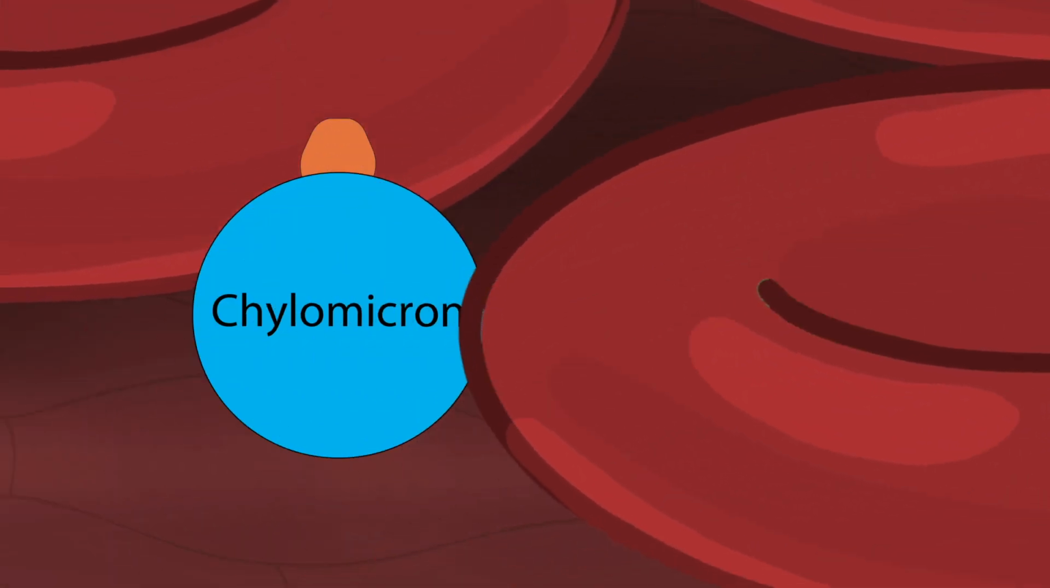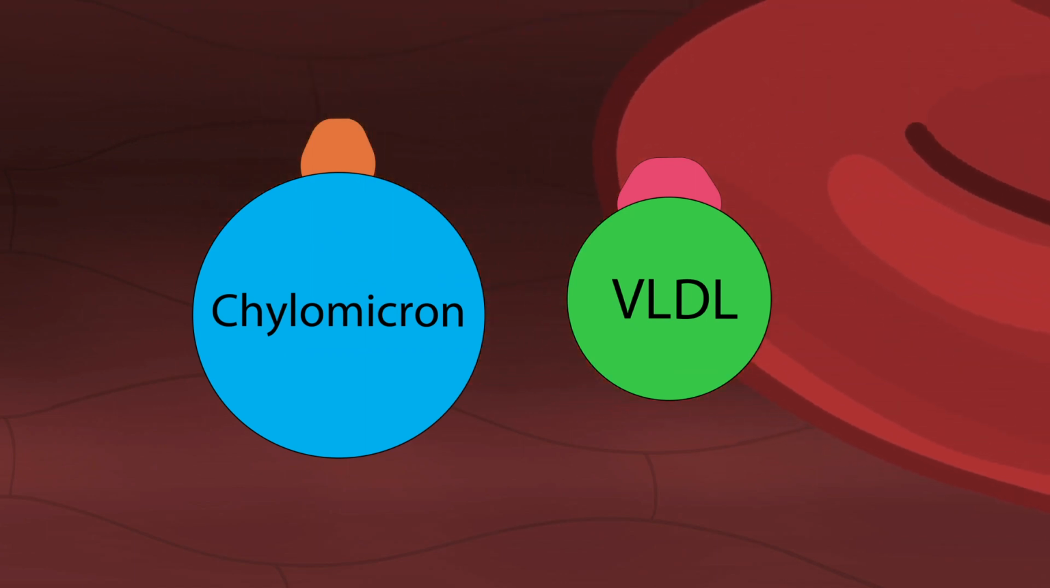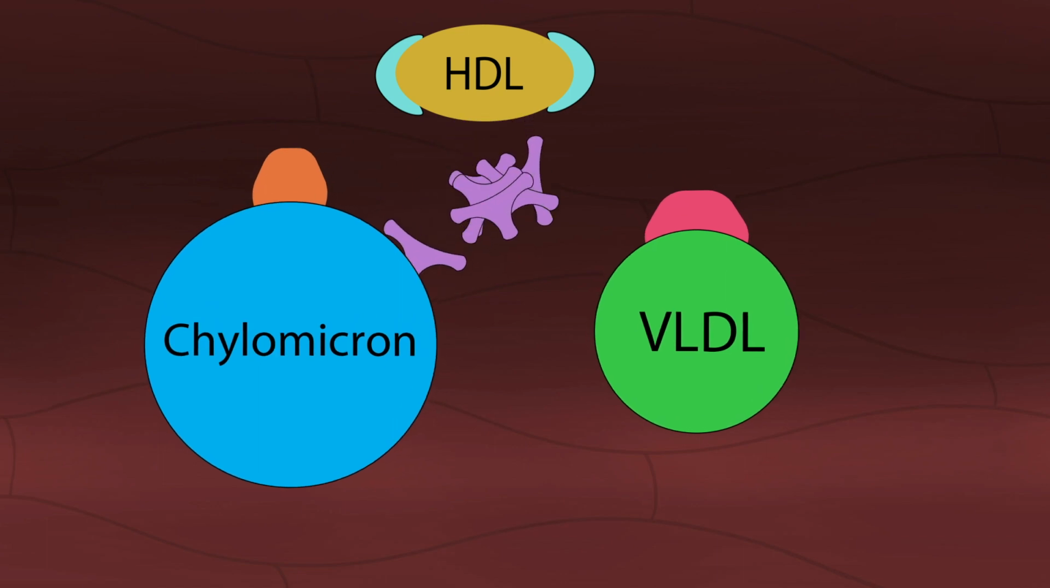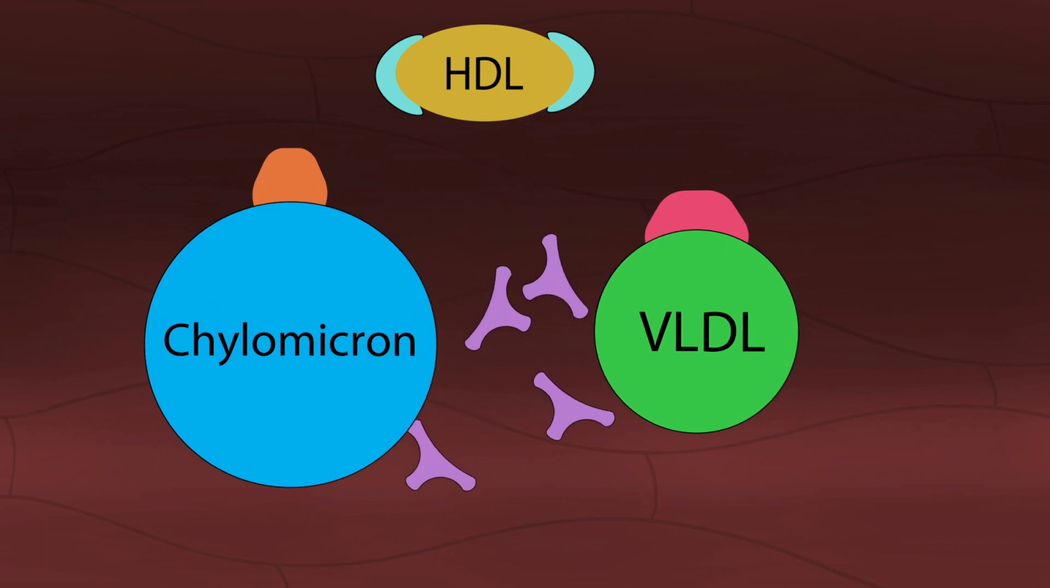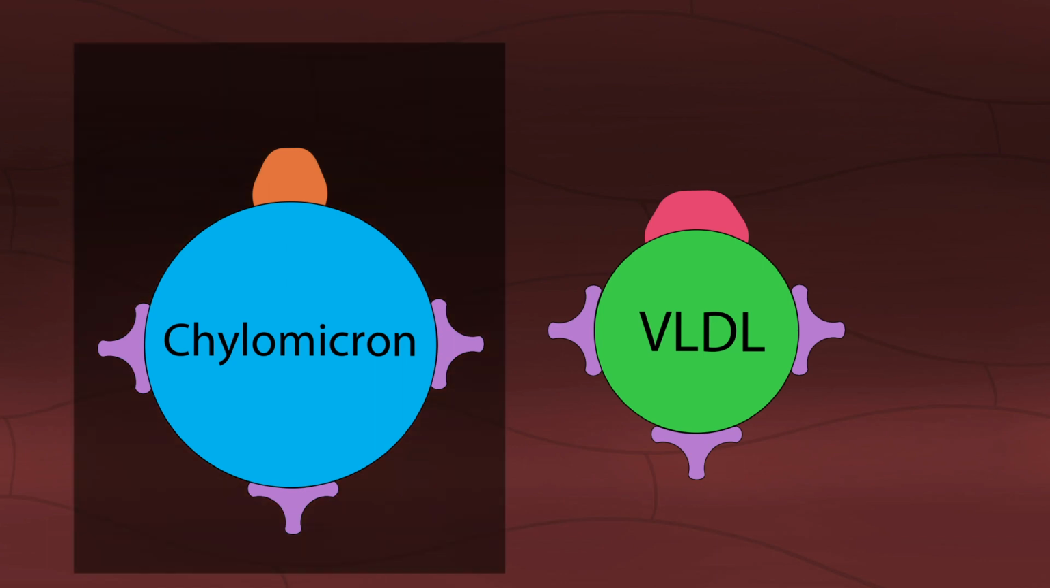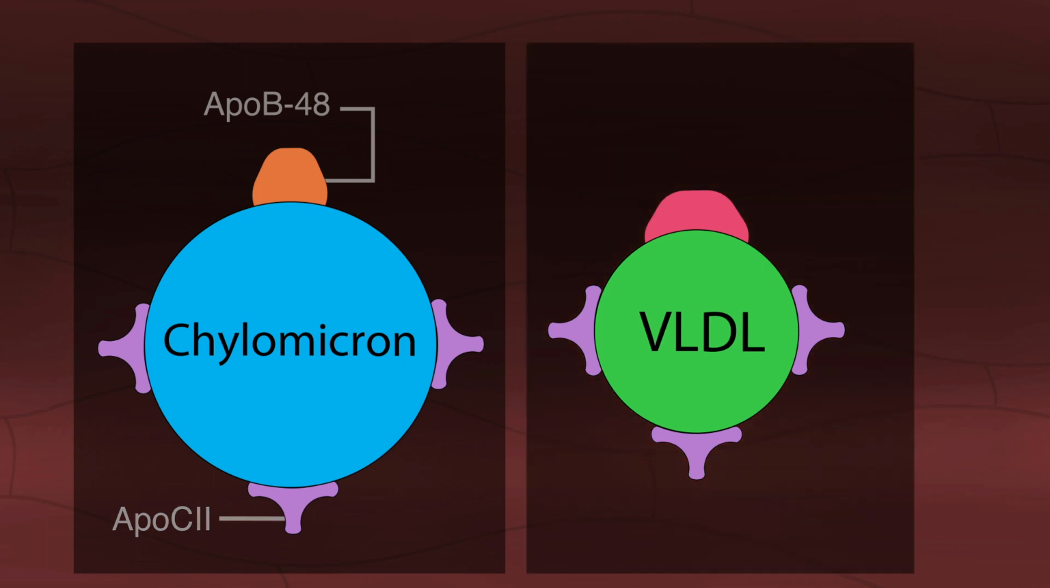While in the blood circulation, the two particles undergo similar changes. The particles first acquire multiple copies of ApoC2 from HDL, making them mature particles. The mature chylomicron now has two types of apoproteins, one molecule of ApoB48 and multiple copies of ApoC2. Likewise, the mature VLDL has two types of apoproteins, one molecule of ApoB100 and multiple copies of ApoC2.